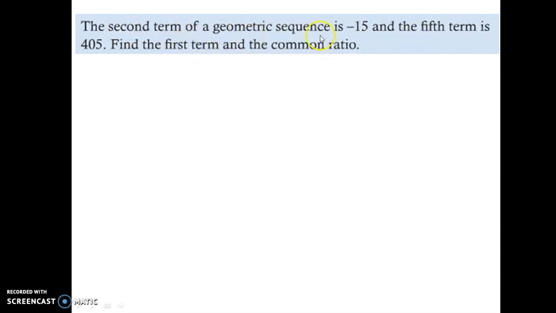The second term of a geometric sequence is -15, and the 5th term is 405. So again, this is similar to one we did for arithmetic sequences. We're actually given 2 statements there. We can make 2 separate equations. Let's start with the equation for the second term.